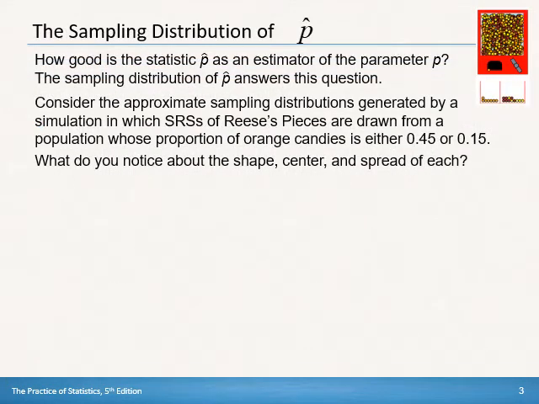Okay, so we're going to look at a simulation. We're going to look at an applet that comes along with the book. It's a candy machine, and we want to look at the proportion of candies that is orange. And this little web-based applet is going to let us make some adjustments.